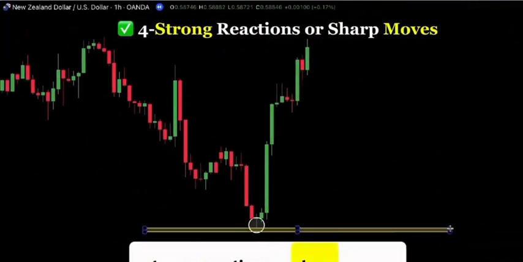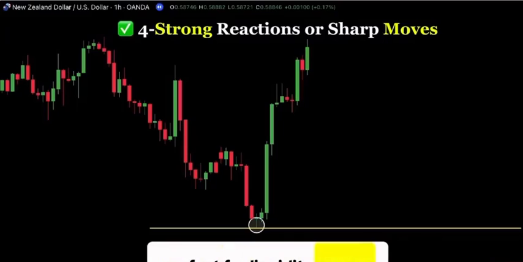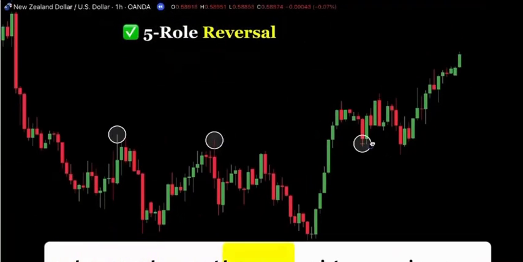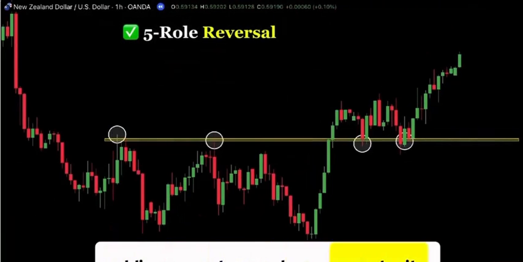Strong reactions or sharp moves. If price launched aggressively from a level, institutions were likely involved. These zones tend to get revisited later, perfect for liquidity sweeps. Role reversal. Support becomes resistance, or vice versa. When a level flips roles, it leaves trapped traders behind, adding more stops and more opportunity.